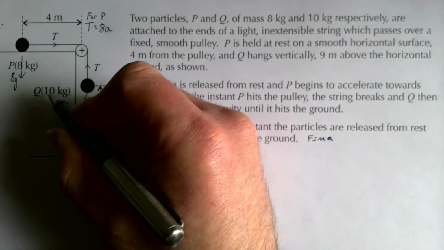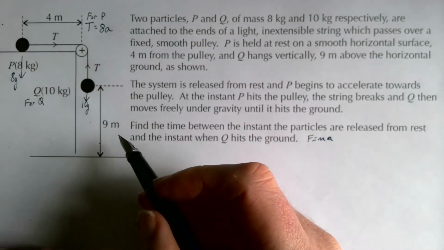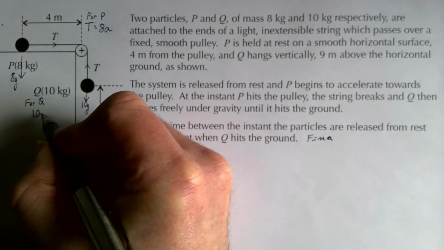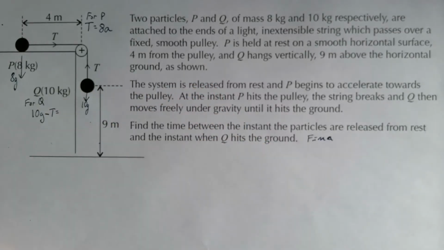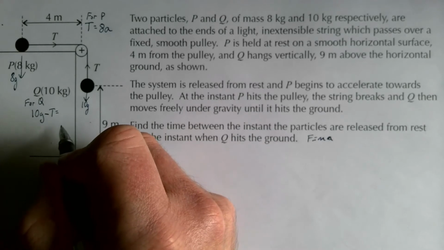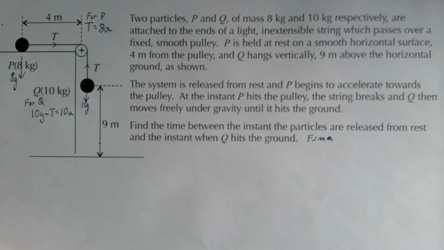Next up, if we're thinking about this particle here, what we've got is the force going down of 10g minus the tension in the string is going to be equal to the residual force that's pulling the particle down towards the ground. So that's going to be mass times acceleration, isn't it? So the mass being 10 and A. And we want to find what A is.